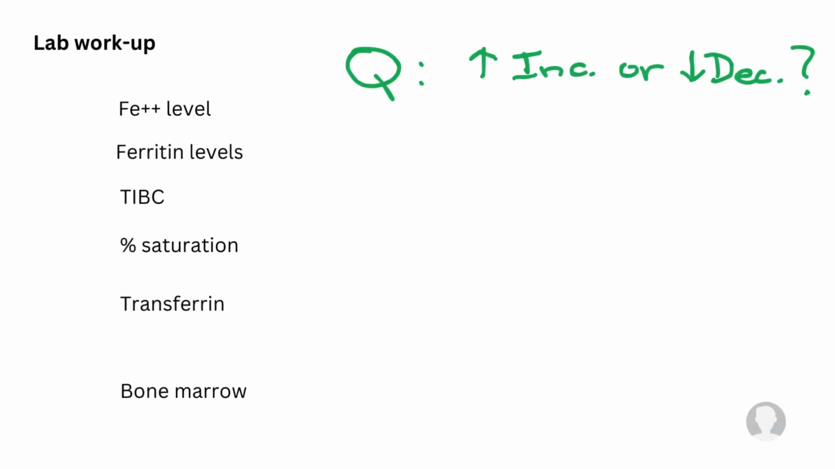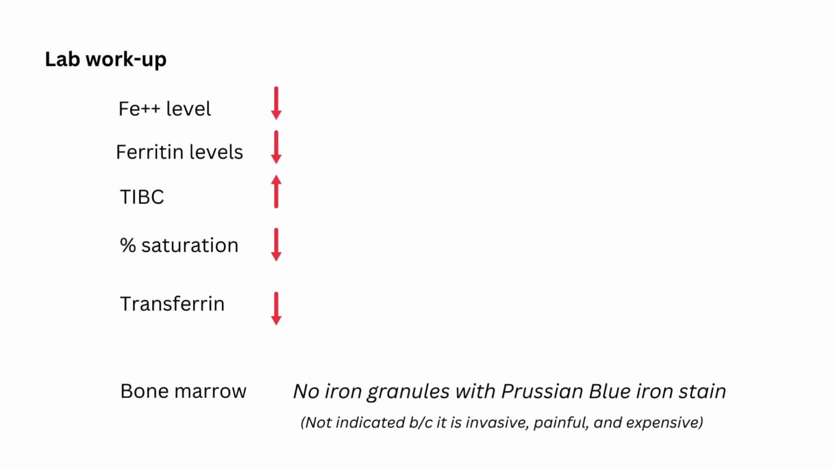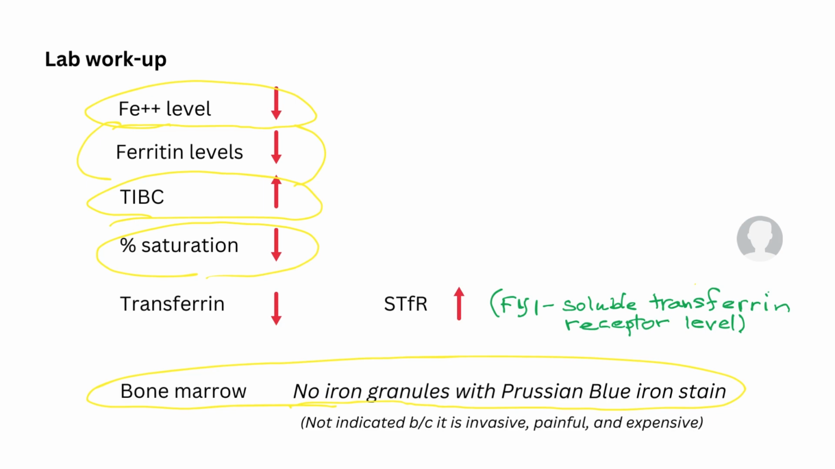Further anemia workup warrants more lab tests. And what is your prediction of whether the levels will be increased or decreased? Well, I hope you got your prediction correct. In general, everything points down as decreased except for TIBC, which is increased. And just an FYI, soluble transferrin receptor levels will be high as well.